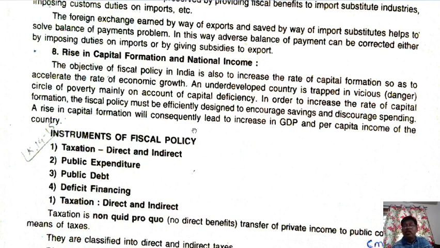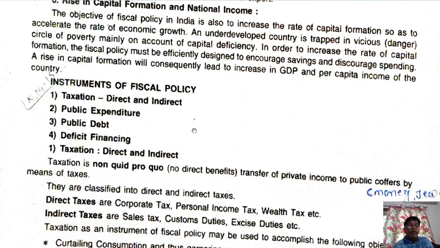In order to increase the rate of capital formation, fiscal policy must be effectively designed to encourage saving and discourage spending. Now, the instruments of fiscal policy. First, taxation, direct and indirect taxation, which is the public revenue or the government revenue. This is the first instrument of fiscal policy.